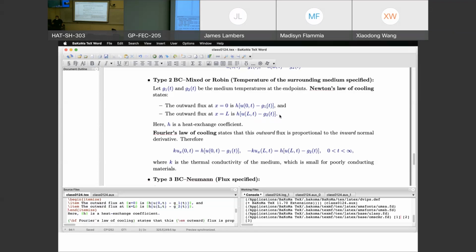Now, we take into account Fourier's law of cooling. So all the laws of cooling come together. It says that this outward flux is proportional to the inward normal derivative. So that leads to these two boundary conditions, this one at x equals 0, this one at x equals L.